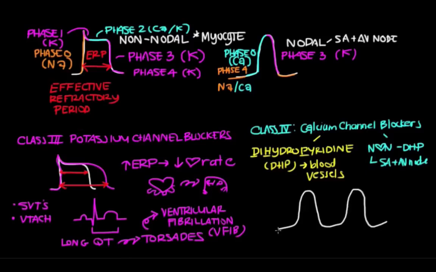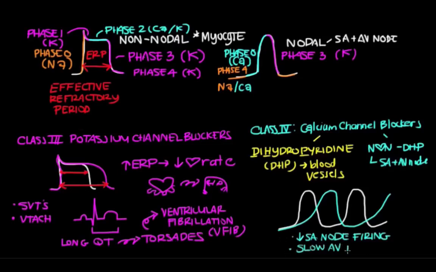So when you have a calcium channel blocker on board, you're going to hit threshold just as fast, but it's going to take you longer to go through your phase 0. Therefore, you're going to decrease firing at the SA node because it's taking you longer to get through phase 0. So again, because we're decreasing or delaying the slope of the phase 0 period at the SA node, we're going to decrease firing at the SA node. Since they also work at the AV node, we're going to slow down conduction through the AV node. And again, both of these will lead to a slower heart rate.